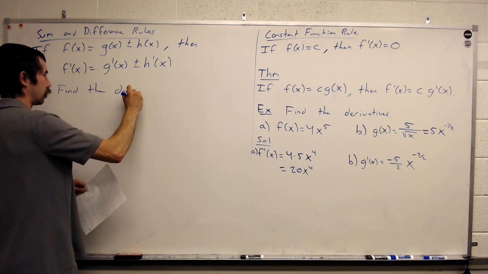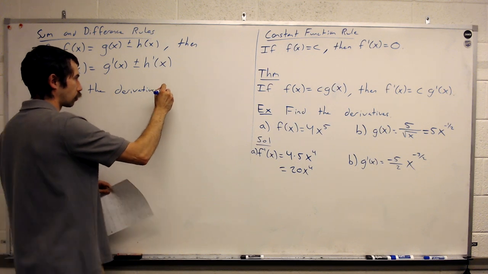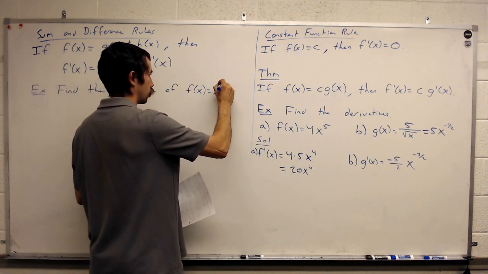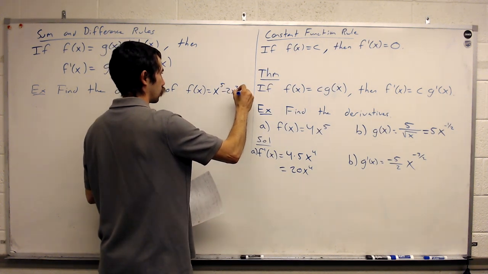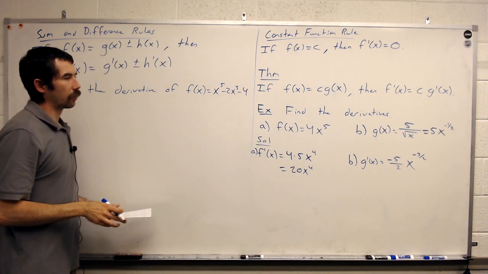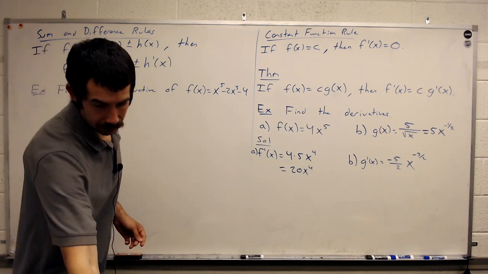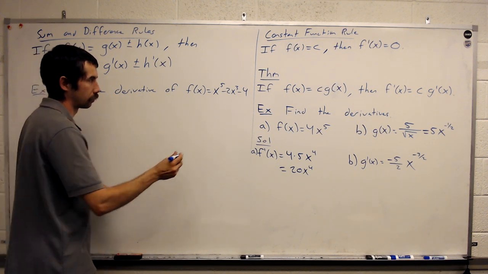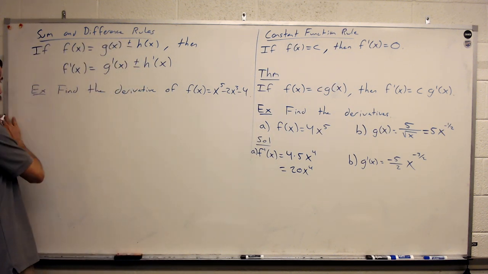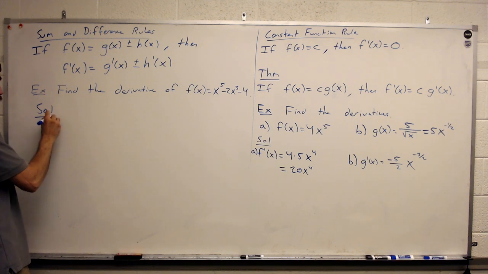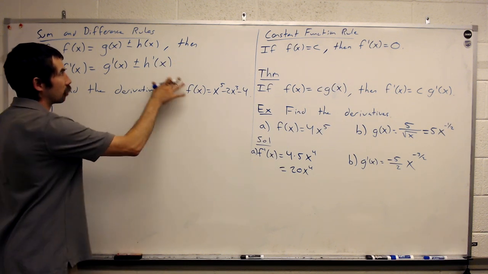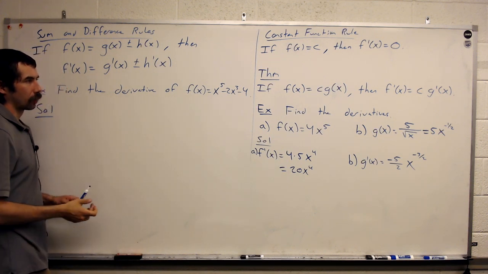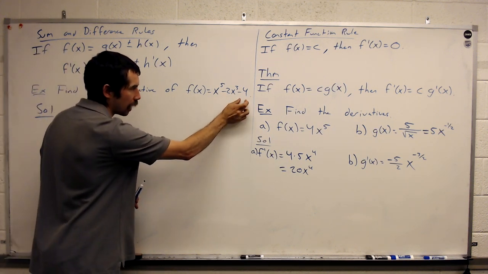So let's find the derivative of the function x to the fifth minus 2x to the third minus 4. All right, and so this is really straightforward. If you believe the sum and difference rule, which you should, it's a fact, we're just going to take the derivatives one at a time.